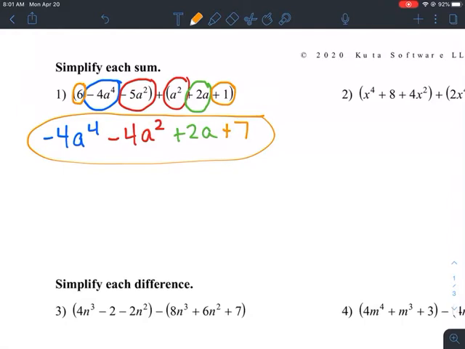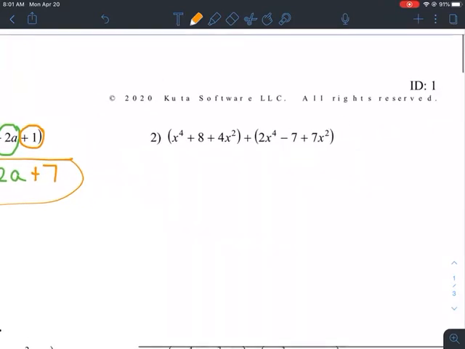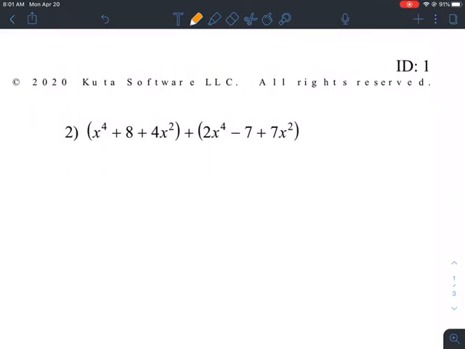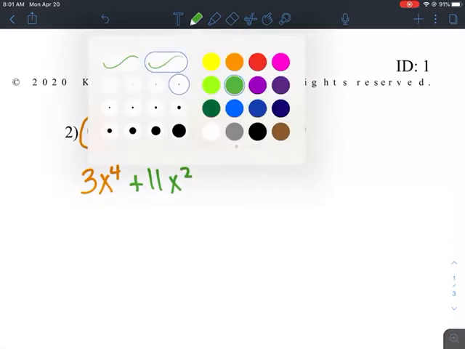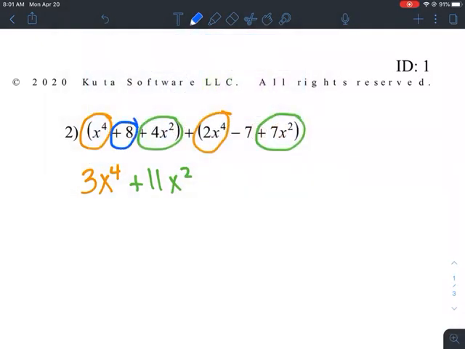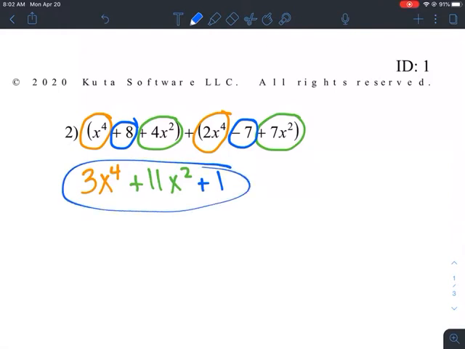So I'm just going to do another one just to make sure we all caught on. Once again, start with your biggest exponent. So I've got x to the fourth and 2x to the fourth. If I add those together, I have 3x to the fourth. Next would be x squared. So I have positive 4 and positive 7x squared. Add those together and you get 11. And then last, got my constants. So positive 8 and negative 7 just makes positive 1. And then, ta-da!